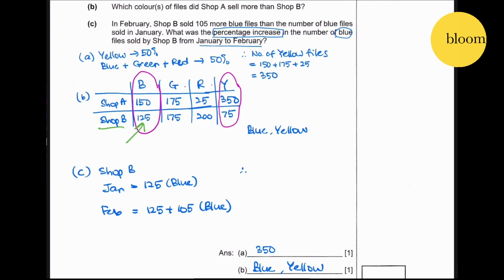Therefore, percent increase equals 105 over 125 times 100%. It gives you 84%.